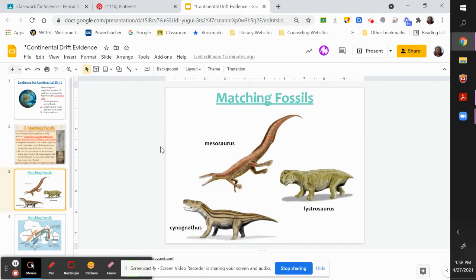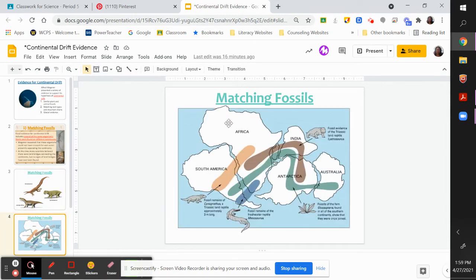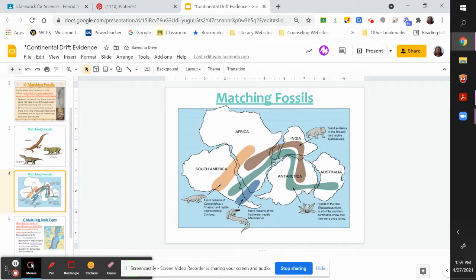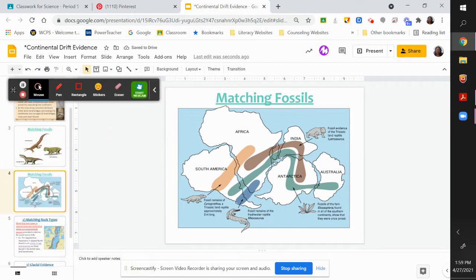So the first type of evidence involves the Mesosaurus, the Cynognathus, and the Lystrosaurus. So these are 3 different types of organisms that existed many years ago, in different periods, and I'll show you on the next screen. And so here we have our matching fossils. We're going to follow this along by color, and it's going to show us what it looks like and what they believe to be some evidence here.